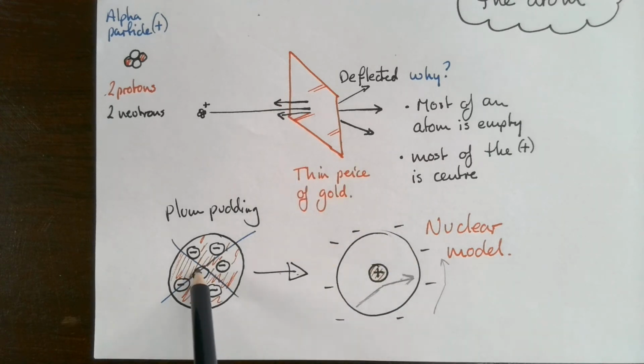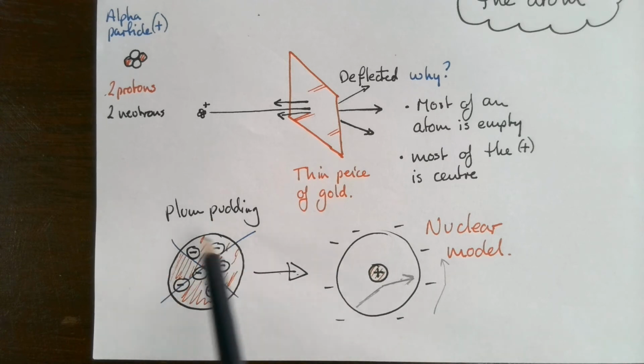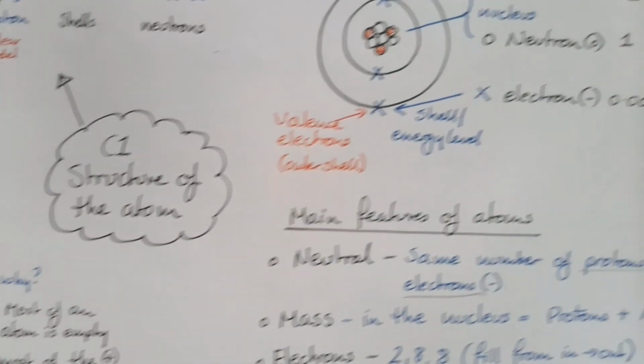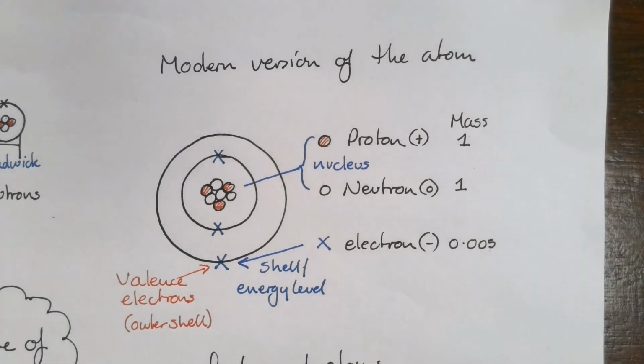So his conclusion changed the plum pudding model from being all the stuff spread out to all the positive stuff in the middle and all the negative stuff to the outside, with big spaces in between: the nuclear model. So that was the alpha scattering experiment. Moving on then, we now look at the modern day version of the atom, which is just over here.